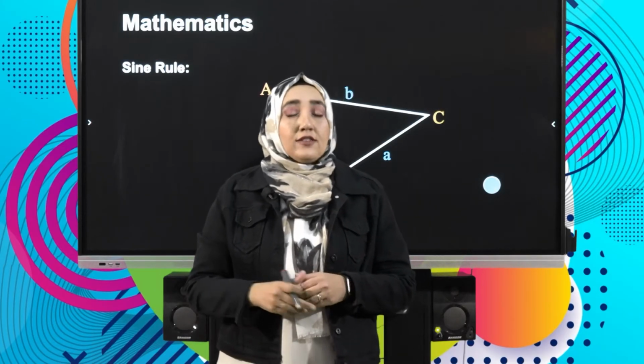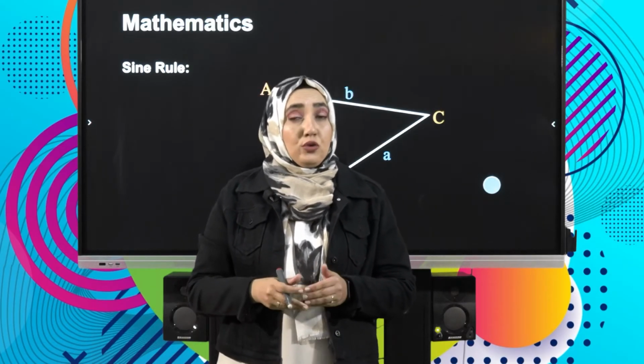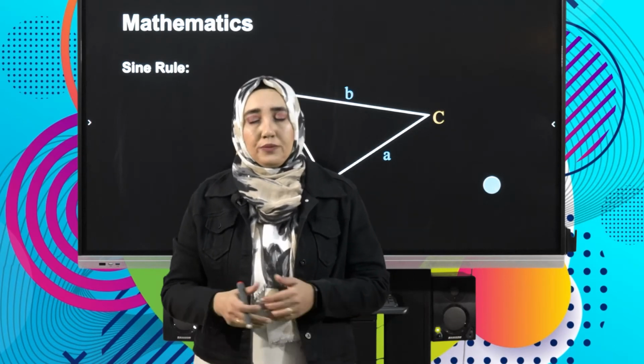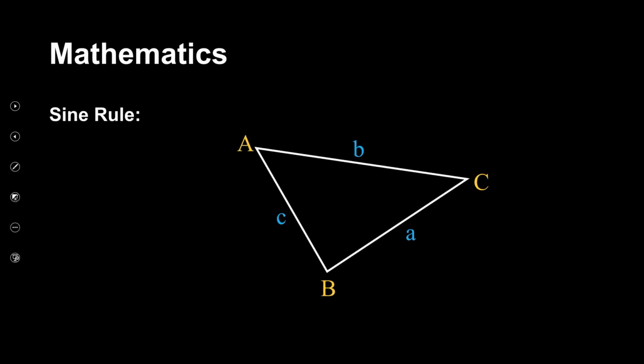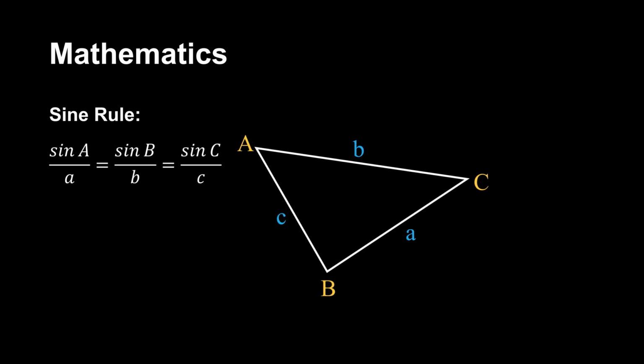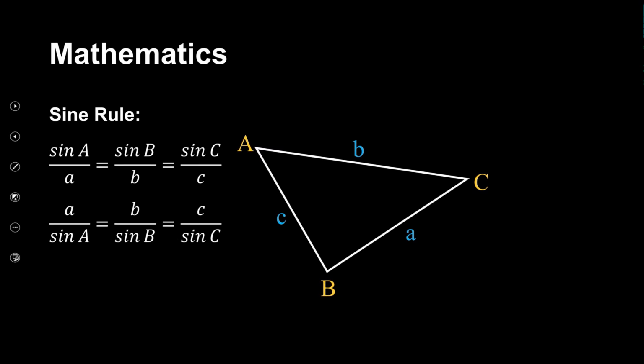Before we begin, let's do a quick recap of all the rules and when to use each rule. So, let's begin with the sine rule. Okay, what is the sine rule? The sine rule is sine A over A equals sine B over B equals sine C over C. And we have the reciprocal versions, which we use when we're looking for a side, and it's A over sine A, B over sine B, C over sine C.